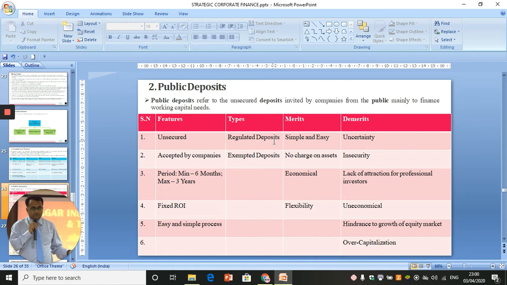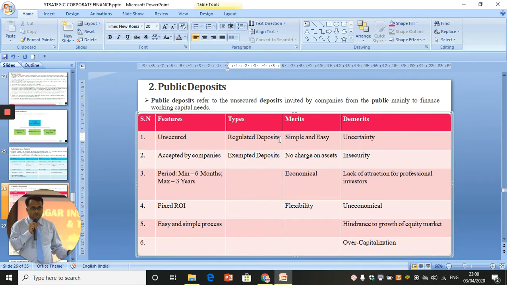Regulated deposits are the deposits which are on the eyes of the SEBI, and they take care of that thing. Then exempted deposits are the deposits which are not regulated, and they are mainly exempted. So SEBI is more confident about them, and they exempt these deposits. Okay, it's good. You can take money.